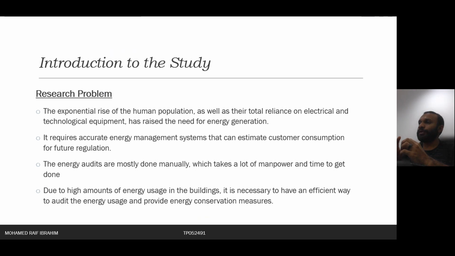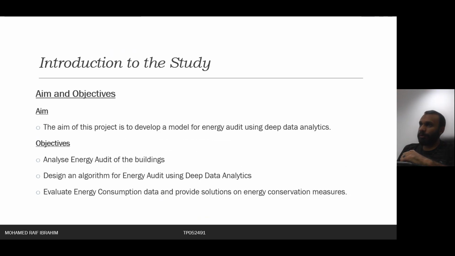Due to high amounts of energy usage in the buildings, it is necessary to have an efficient way to audit energy usage and provide energy conservation measures. So the aim of the project is to develop a model for energy audit using deep data analytics. The objectives include: analyze energy audit of the buildings, design an algorithm for energy audit using deep data analytics, and evaluate energy consumption data and provide solutions on the energy conservation measures.